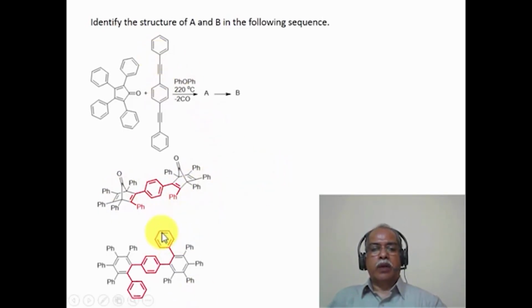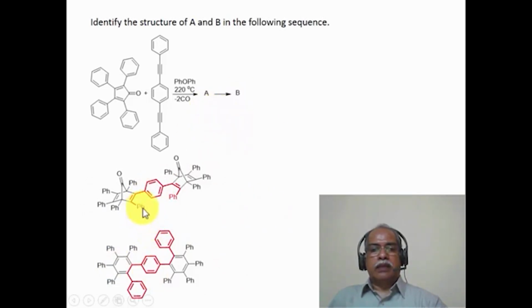The diacetylene molecular unit is shown in red so that you can understand originally this was a triple bond. This was also a triple bond. It has undergone aromatization by loss of carbon monoxide 2 times from this adduct to give this particular product. So A could be this and B could be this.